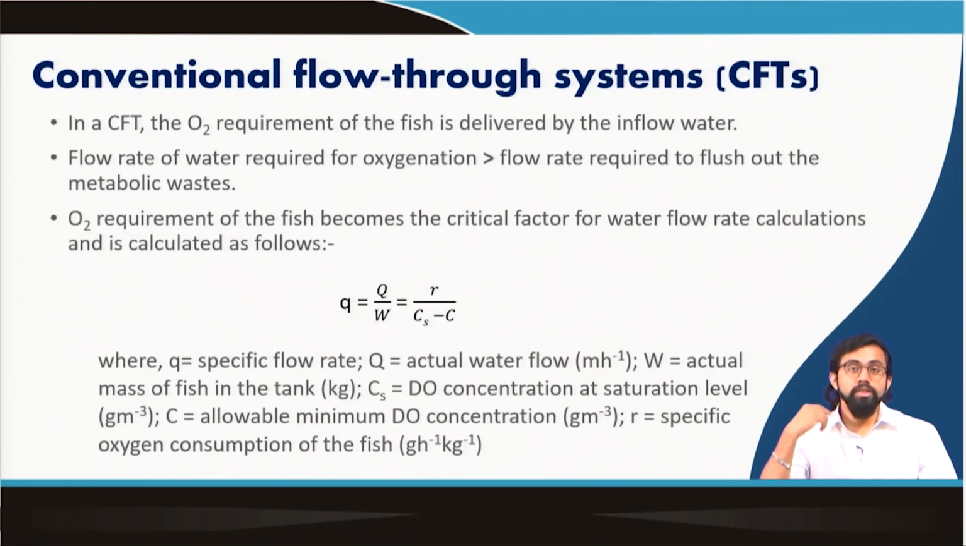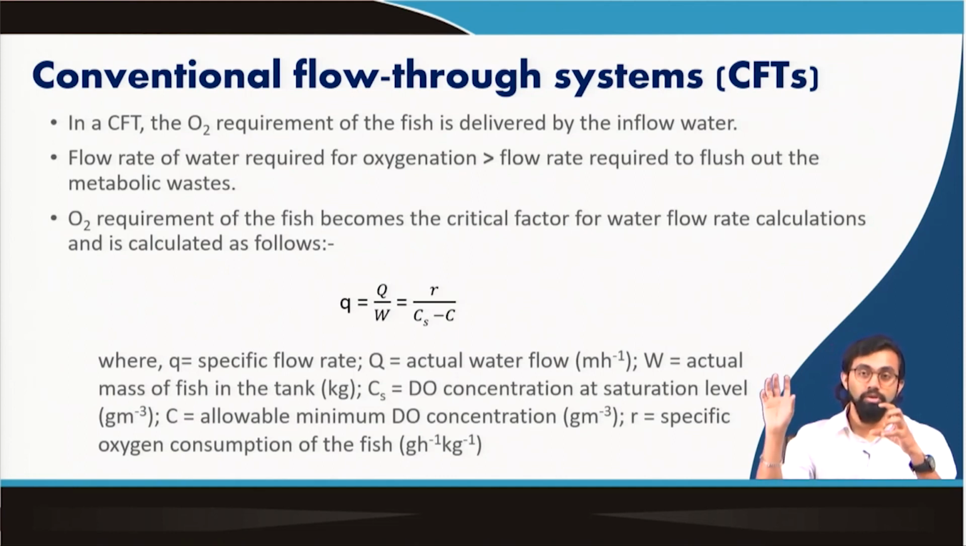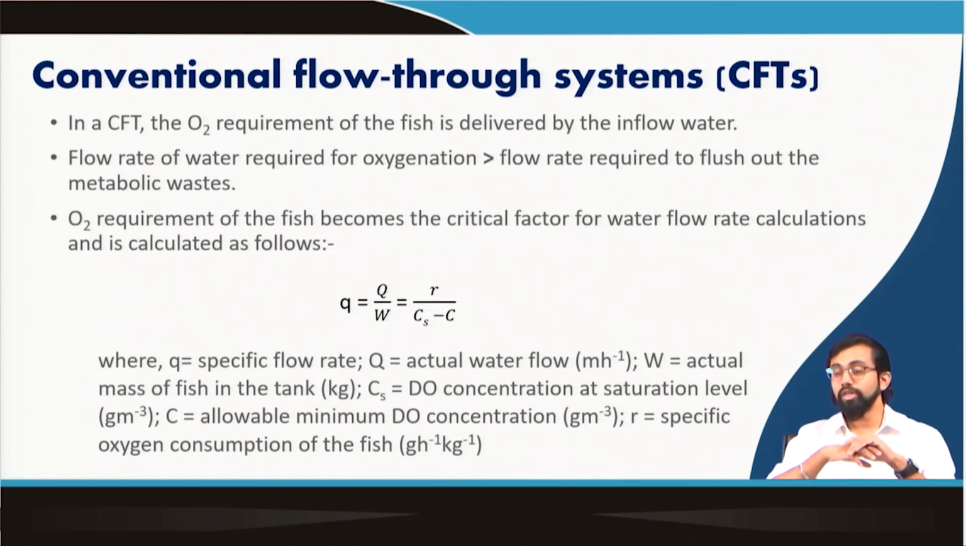So in the case of conventional flow through systems, the oxygen requirement is normally delivered by the inflow water. The flow rate of water required for oxygenation has to be higher than the flow rate required to flush out the metabolic waste. You have to make sure of that when designing for your own farm, or if you are a technology provider or a consultant. When designing it for your customer, the flow rate has to be higher than the flow rate required for flushing out all the metabolic wastes from your system.